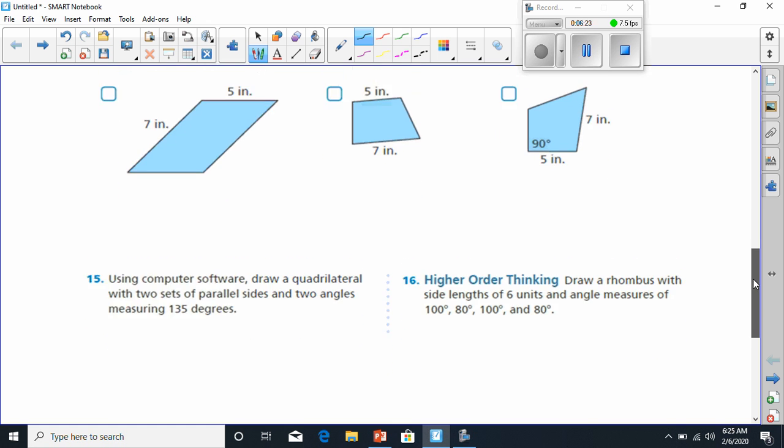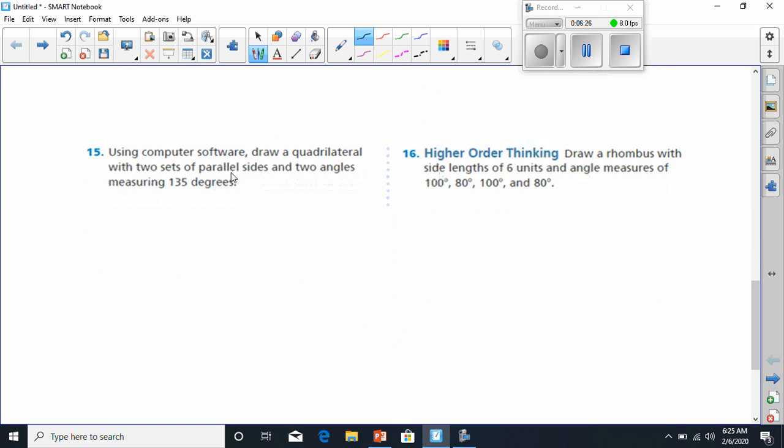Number 14 is for you to do. I've got number 15 here. Using computer software, draw a quadrilateral with 2 sets of parallel sides and 2 angle measures of 135. Well, you guys aren't going to have computer software, so I'm going to expect you to go ahead and use that. But drawing a quadrilateral with 2 sets of parallel sides and 2 angle measures that are 135 degrees. Parallel sides means that, of course, again, the sides are going to be parallel with each other. Okay?